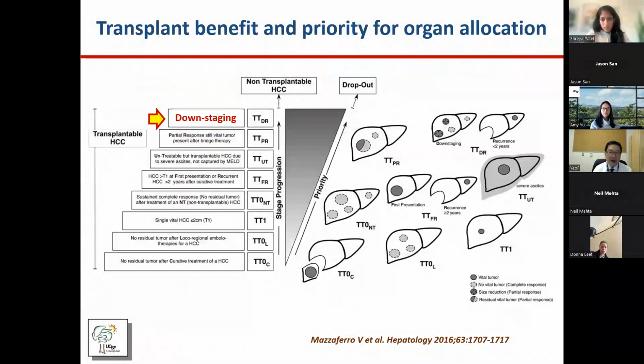Now, this is a very thoughtful paper by Massafero on how to prioritize HCC patients for transplant based on urgency and also utilization. Patients who are successfully downstaged to meet transplant criteria are at the top of this proposed prioritization scheme, since these patients are likely going to derive the greatest transplant benefit.